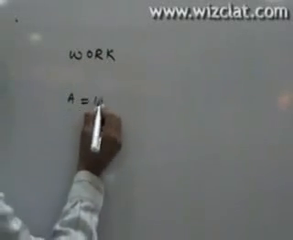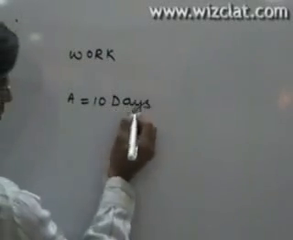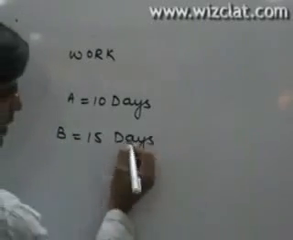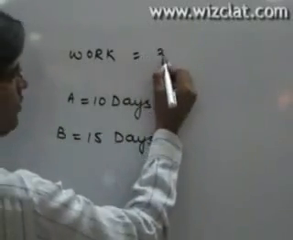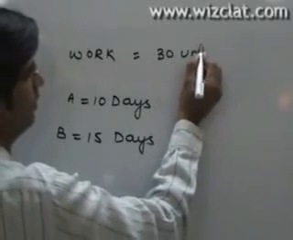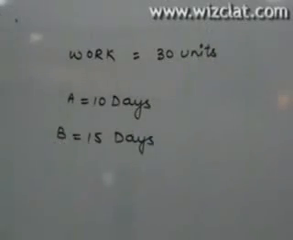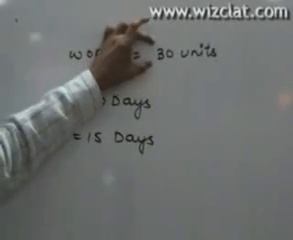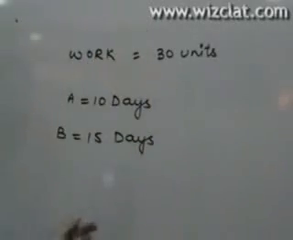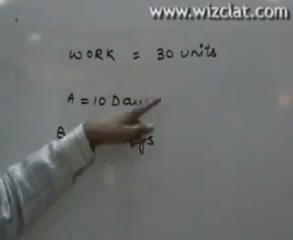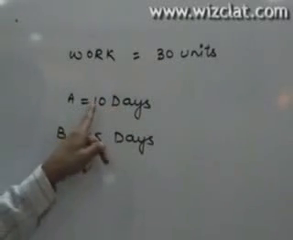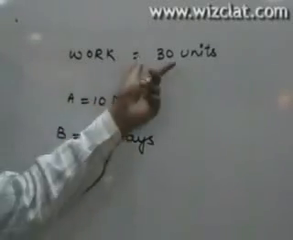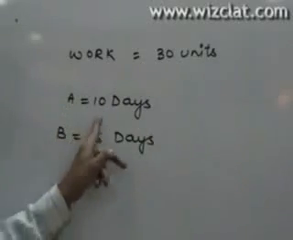Because A can do this piece of work in 10 days and B can do the same piece of work in 15 days, I assume a work is equal to 30 units. Now, why 30? Again, an important thing in this exam is that you should take a value where you do not get fractions, where things are easily divisible. Now 30 is a number which is not only divisible by 10 but also divisible by 15. In fact, it is the LCM of A and B's values.